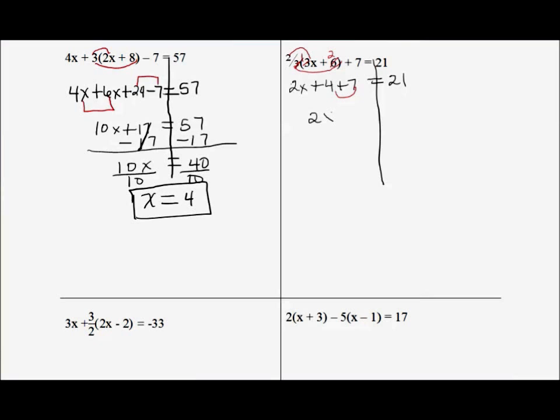This is going to give me 2x. 4 and 7 is 11, plus 11 equals 21. Now I want to subtract this 11 from both sides. Bring down what I have left. X's cancel out. 21 minus 11 is 10. Divide both sides by 2. And I'm left with x is equal to 5.